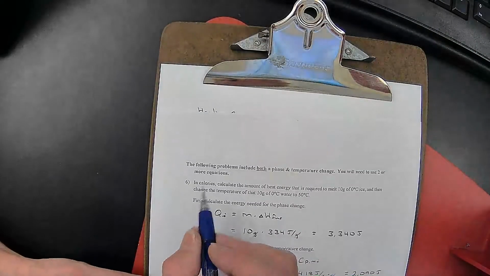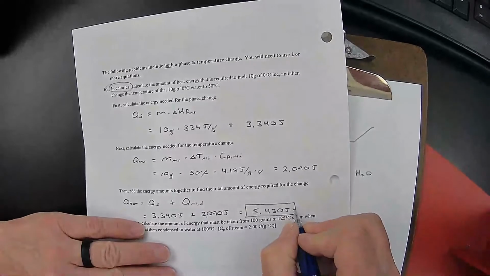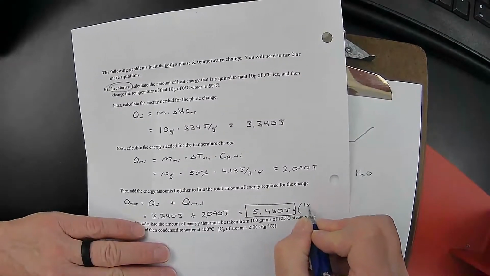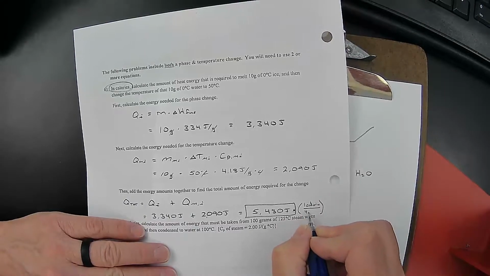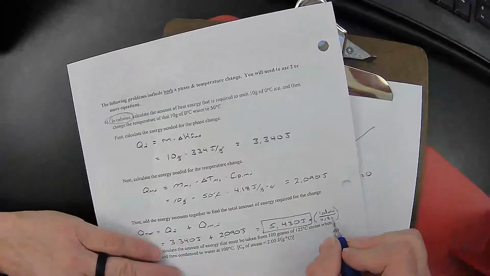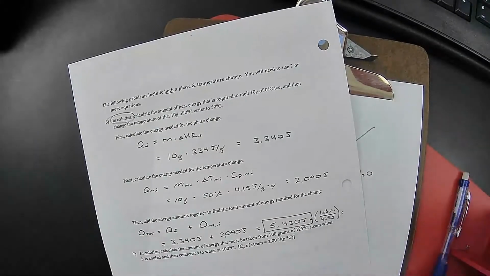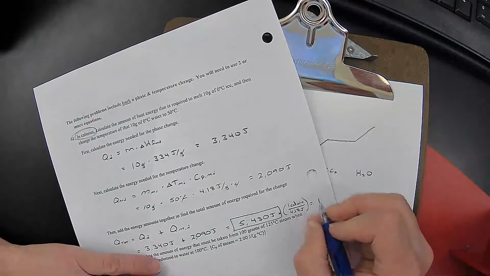Now, as I just remembered, it did ask for calories. So this final answer I multiply by 1 calorie, a conversion factor, over 4.18. I get that from the front. 1 calorie is 4.18 joules. And so now I take the 5,430, I divide by 4.18, and that gives me 1,299.